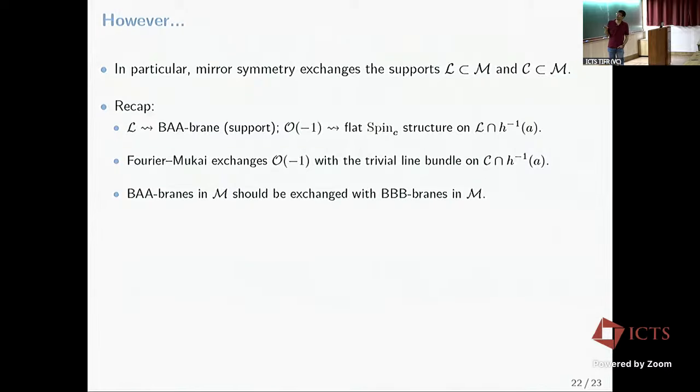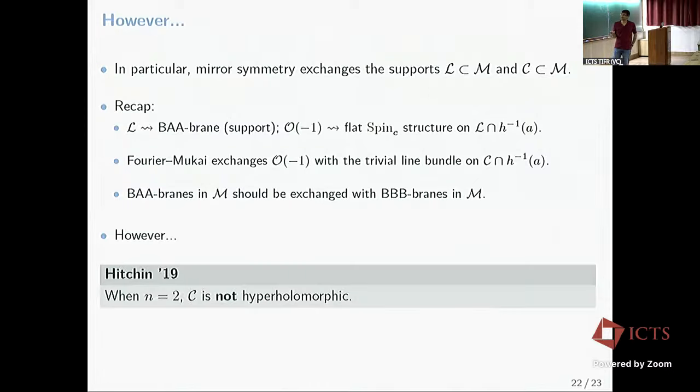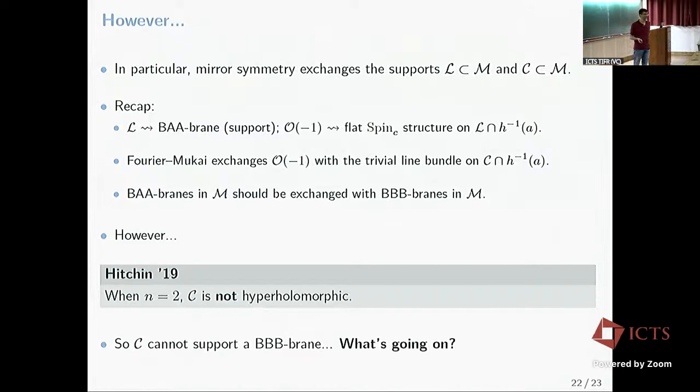And according to Kapustin and Witten, BAA branes should go to BBB branes. However, Nigel showed that C is not hyperholomorphic, okay? It is not hyperholomorphic, so it cannot support a BBB brane. So that's the question I had. Now you understand the question I had at the beginning.